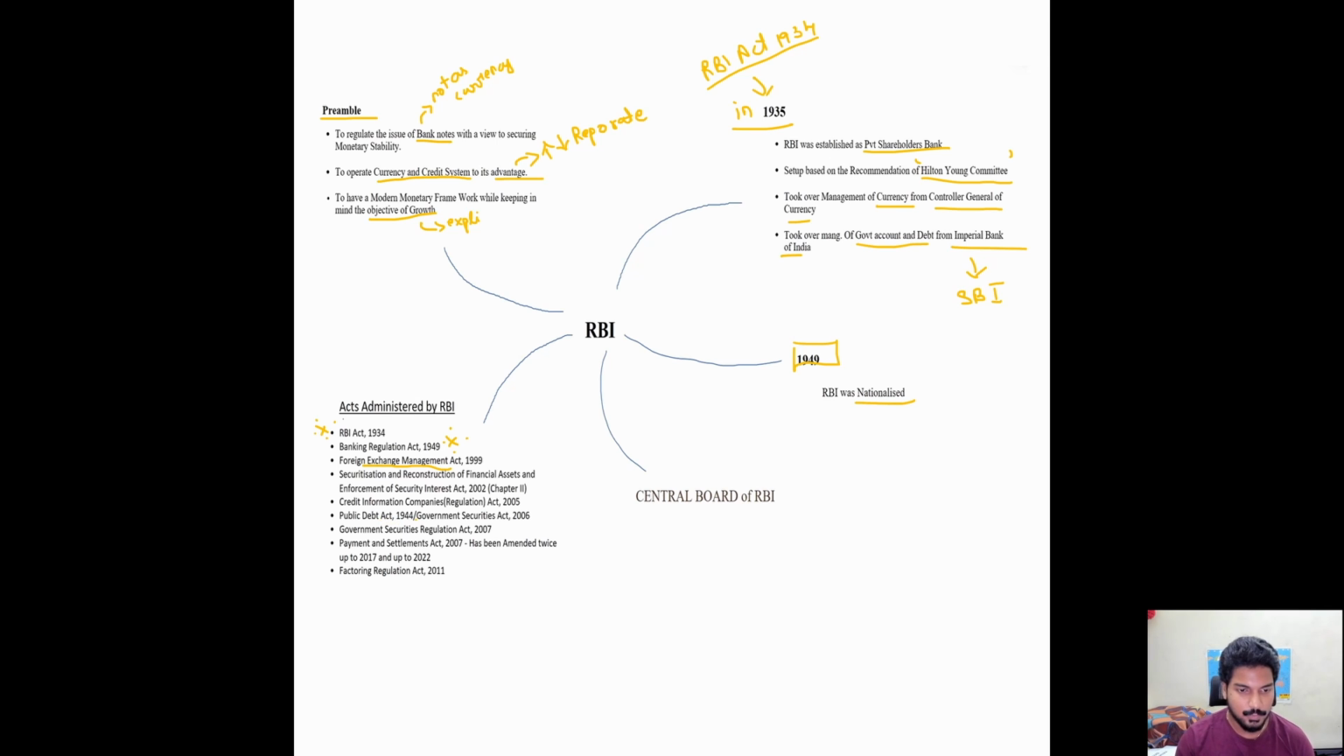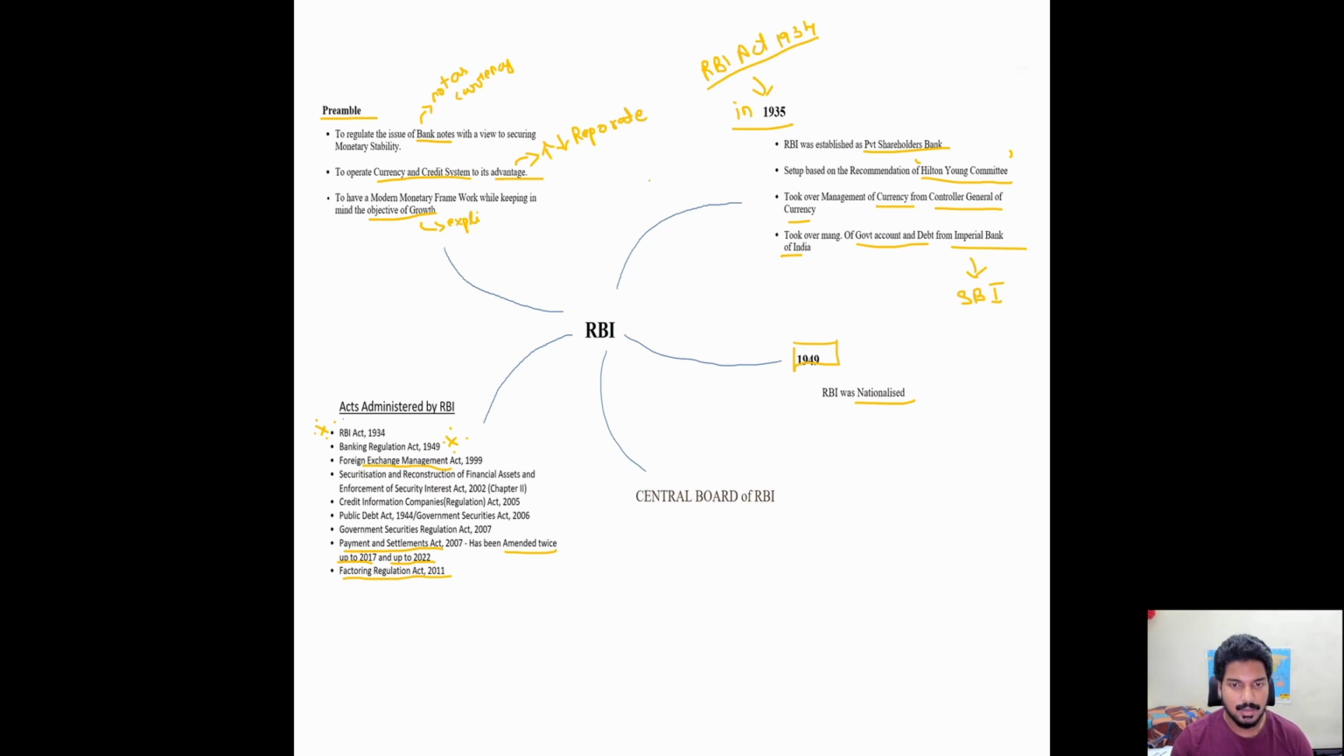Public Debt Act 1944. Then we have the Government Securities Act of 2006, Government Securities Regulation Act of 2007. Then we have the Payment and Settlement Systems Act of 2007. This Act has been amended twice, one in 2017 and the second in 2022. So after 2022, I think there will be an amendment again. So the last act we have is the Factoring Regulation Act of 2011.